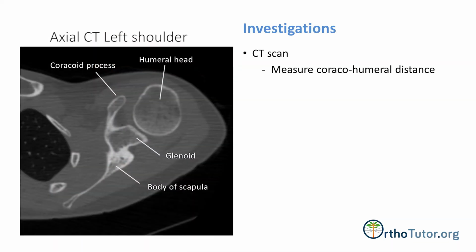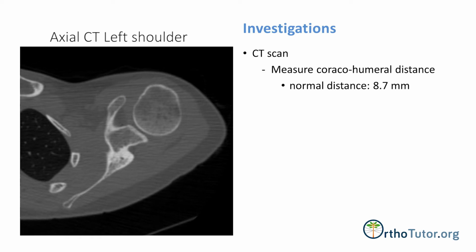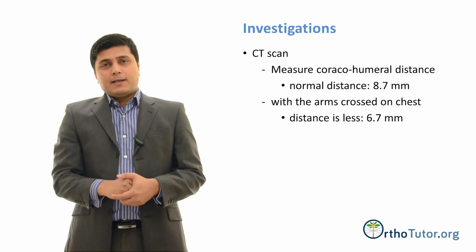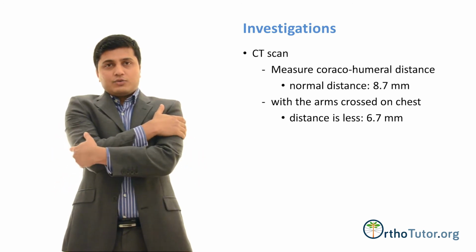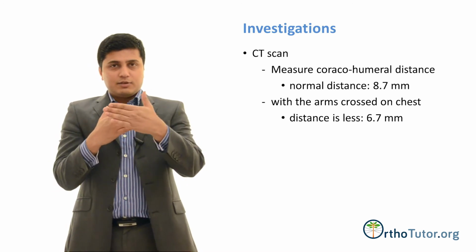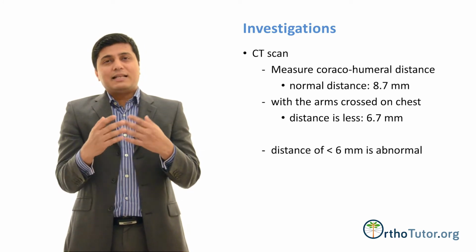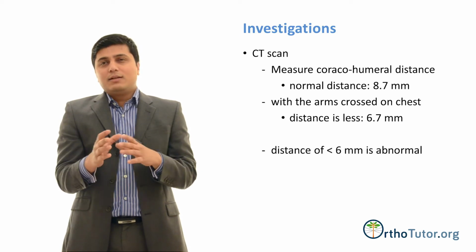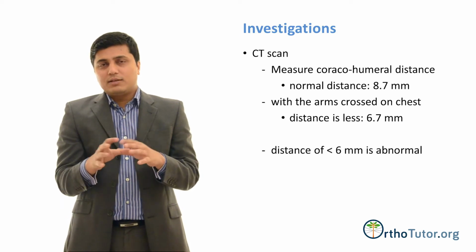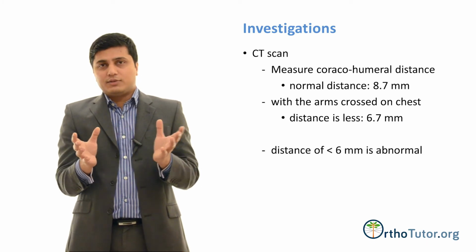CT scans are useful. On CT scan, we need to look for the distance between the humeral head and the coracoid. If you look at the CT scan in a normal position, it's around 8.7 millimeter. If you adduct or cross your arms and then take a CT scan, the distance becomes less. In a normal person, it will be around 6.7 millimeter. If it is less than 6 millimeter, that's considered abnormal. CT scan is not commonly used, but it's for academic interest.